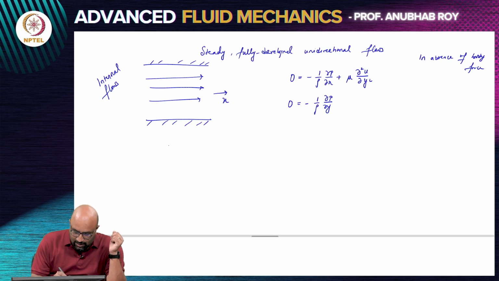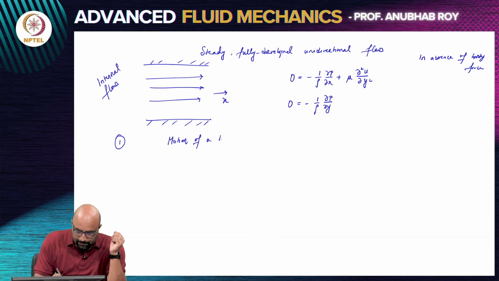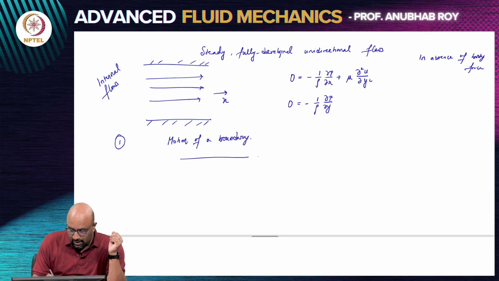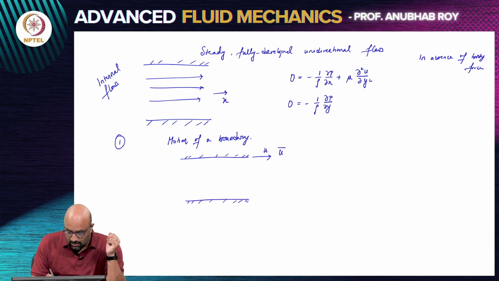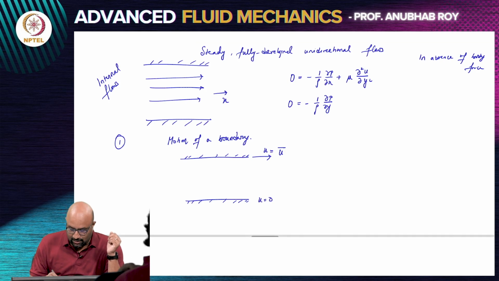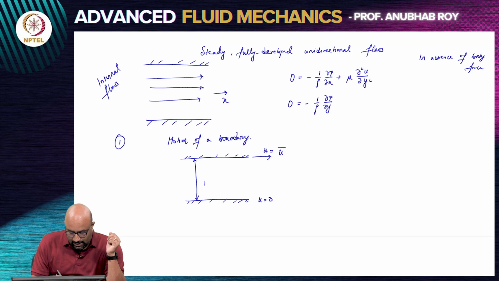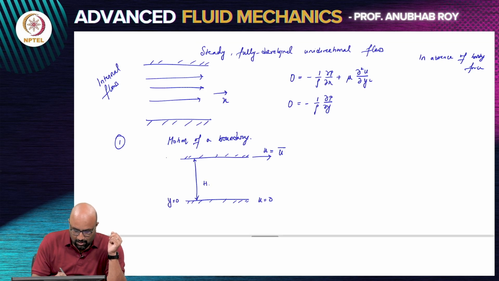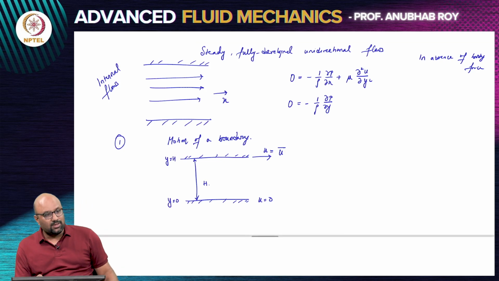So the first problem that we will do is the problem of motion of a boundary. So I need to initiate a motion. One way to do that would be I move, let's say, the top plate with a given velocity and the bottom plate is held stationary. So the top plate is moving. So u is equal to u bar at the top plate and u is equal to 0 at the bottom plate. And the gap is h. I will say this is a y coordinate, y equals 0 and y equals h.